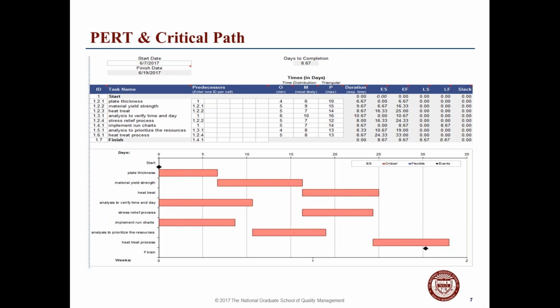As you can see here, our critical days to completion would be 8.67 days if we had the full amount of personnel to use, and we were able to do multiple things in parallel to get this done. Of course, this is going to get stretched out over a much longer period depending on schedules and personnel and those kind of things. Next slide.